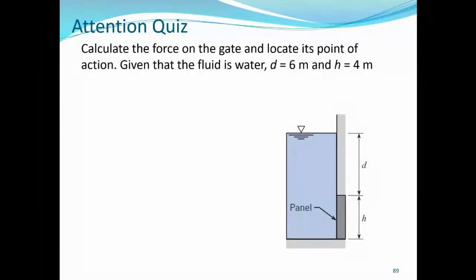Attention quiz. We have solved a problem similar to this. So just solve this one. Just calculate the force on the gate. Calculate the force on this gate, whose height is h, 4 meters, and d is 6 meters. Okay. Calculate the force on the gate and locate its point of action.